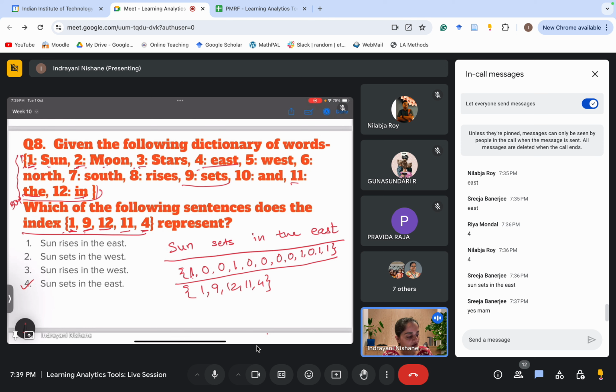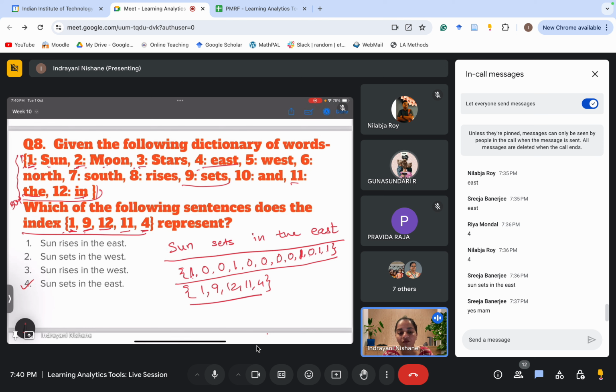The next word is west, absent, 0. North, absent, 0. South, absent, 0. Rises was absent, so 0. Now sets is part of this sentence. It is present in the sentence, so here we have written 1. Now again, the 10th word is "and", which is not present in the sentence, so 0. And the 11th and 12th words are present, so 1, 1. And this is the sequence.